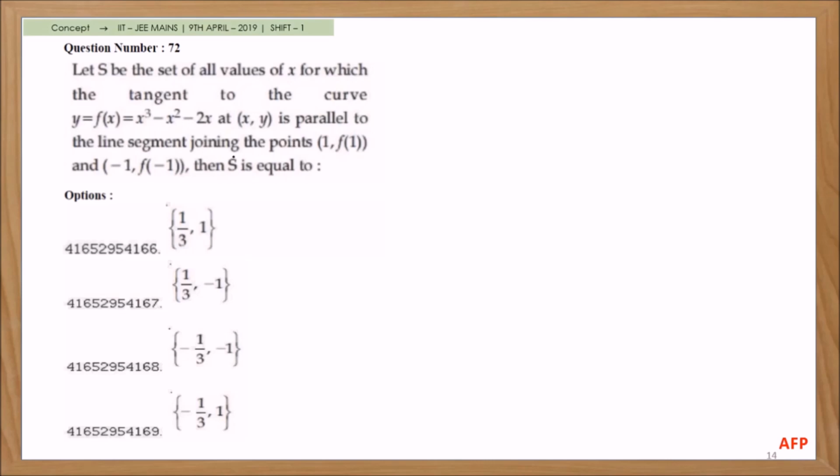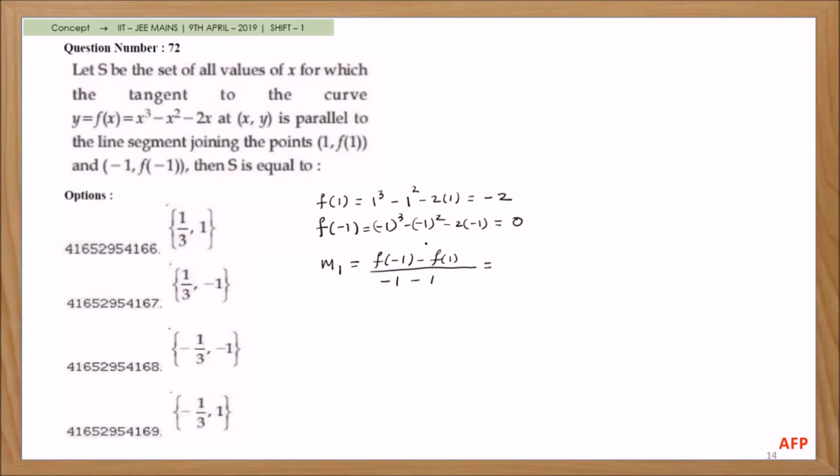So first we will find f of minus 1 and f of 1. We substitute 1 here to find f of 1, next we substitute minus 1 for f of minus 1. Then we will find the slope m1. m1 is equals to f of minus 1 minus f of 1 divided by minus 1 minus 1. Which is nothing but 0, minus into minus plus, and this is minus 2, so which is nothing but minus 1 you got.